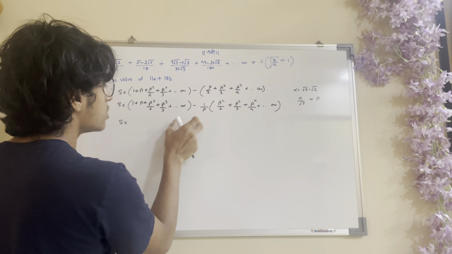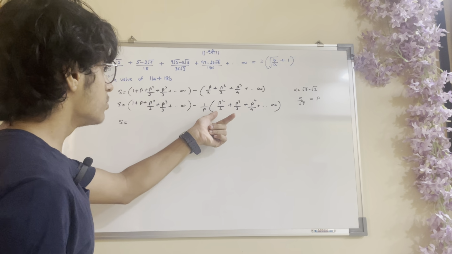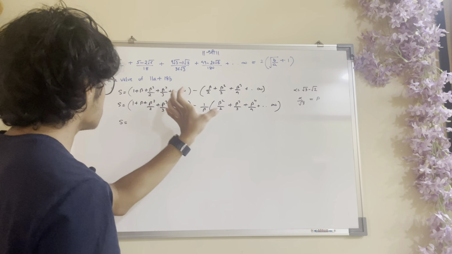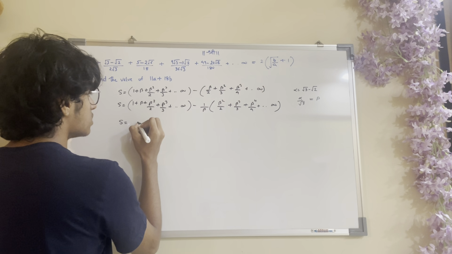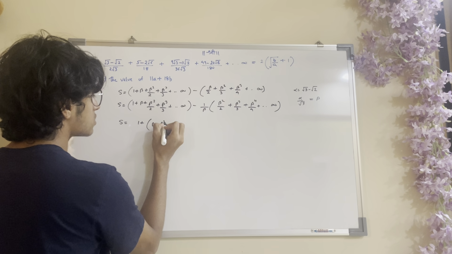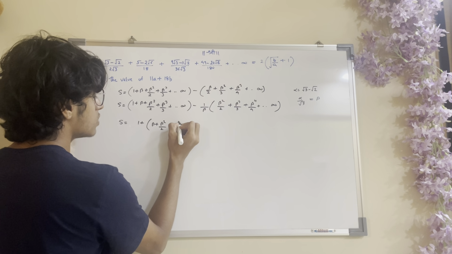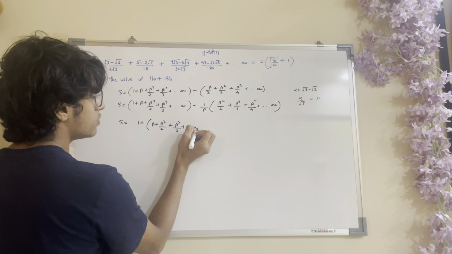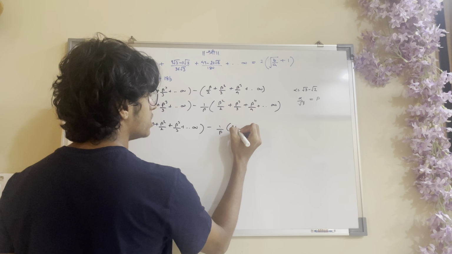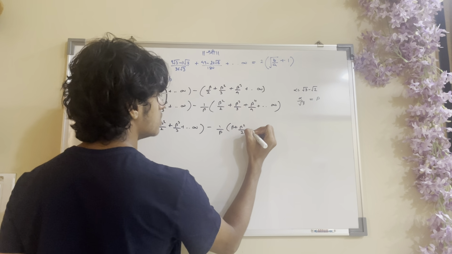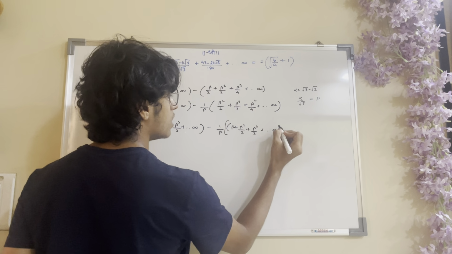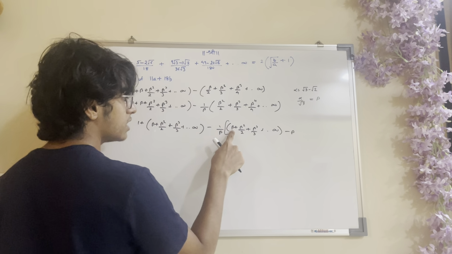Taking out the common part, that is, if we add beta and subtract beta here, we will get this series common from both of the two sums. That is 1 plus beta square by 2 plus beta cube by 3, so on till infinity, minus 1 by beta plus beta square by 2 plus beta cube by 3 till infinity, and I subtracted a beta because I added a beta here.